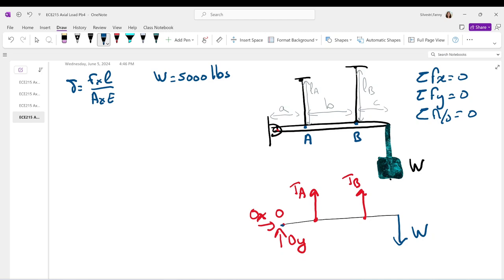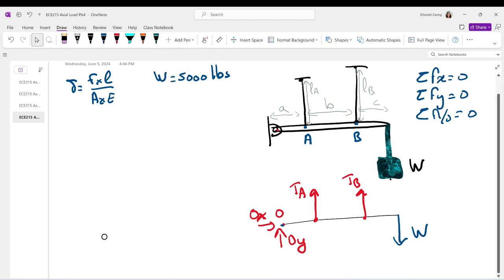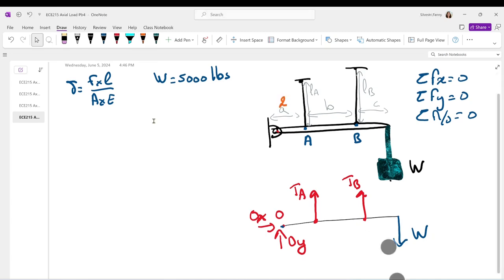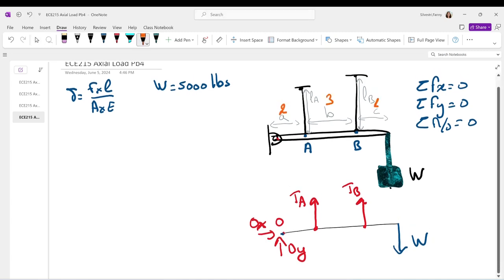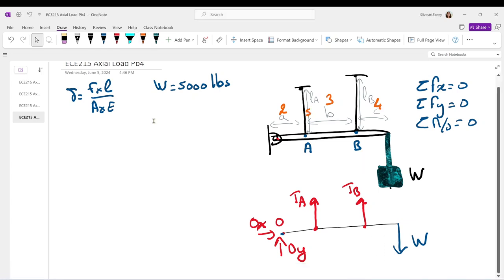Let's give some data. We are in pounds. I will use something big and let's put them in orange so we can see them well. We will have all the data in feet. Let's say this is 2 feet, this is 3 feet, this is 4 feet, and let's say LA is 5 and LB is 6. 2, 3, 4, 5, 6. This is all dimensions in feet.